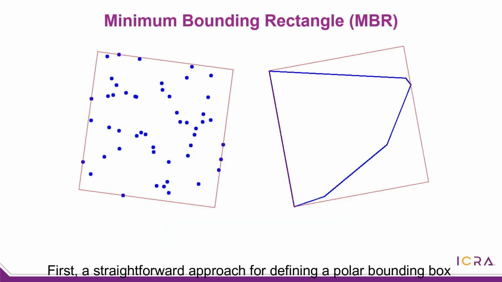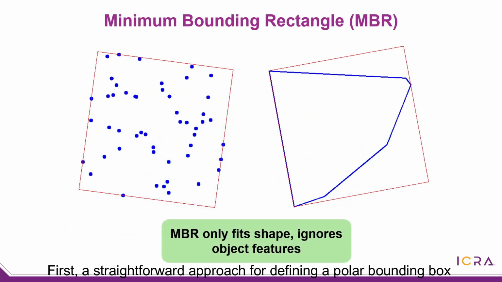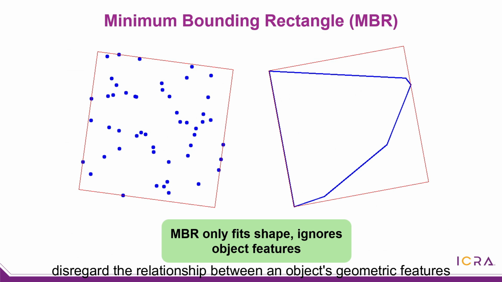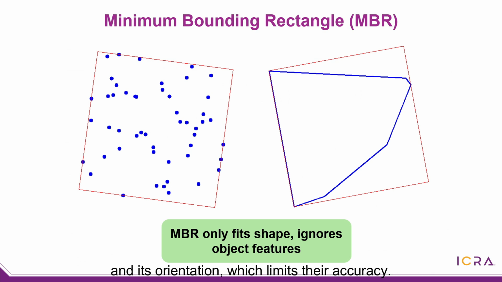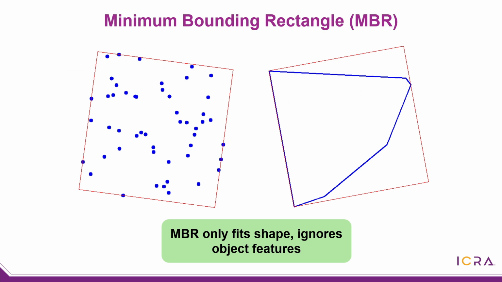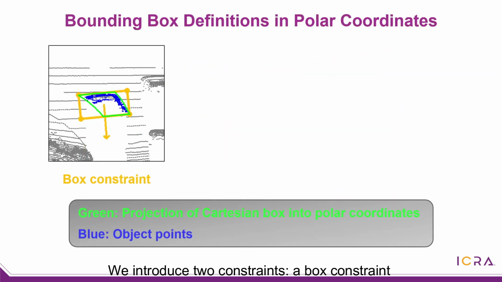First, a straightforward approach for defining a polar bounding box on point clouds is to use a MBR algorithm. However, bounding boxes defined this way disregard the relationship between an object's geometric features and its orientation, which limits their accuracy. To address this, we introduced two additional constraints to better capture object geometry and improve detection performance. We introduced two constraints, a box constraint and an orientation constraint.